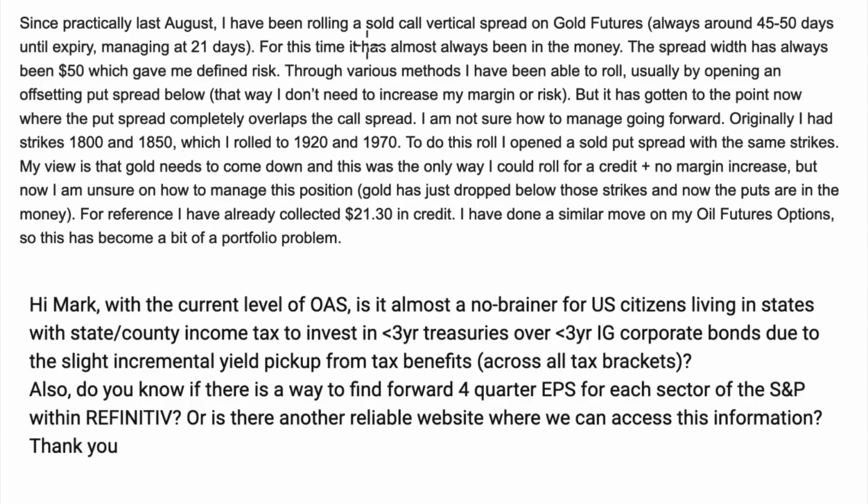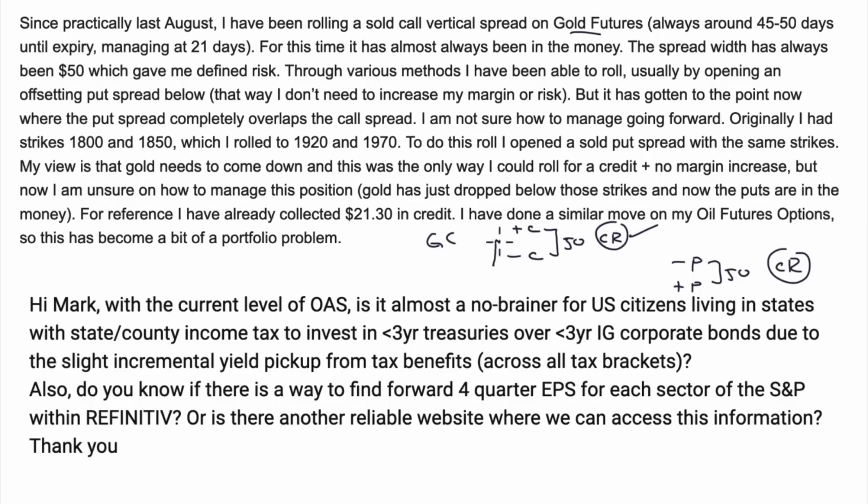Last August, I've been rolling a sold call vertical spread. That is selling a call at one price and buying a call at a higher price, and he notes that he's doing it with a $50 spread on gold futures, the contract being GC. Various methods that have been able to roll, usually by opening an offsetting put spread below, which means selling a put and then buying a put below with the same $50. This will give you a credit spread. This gave you a credit spread as well. That's the most you can make is a credit spread.